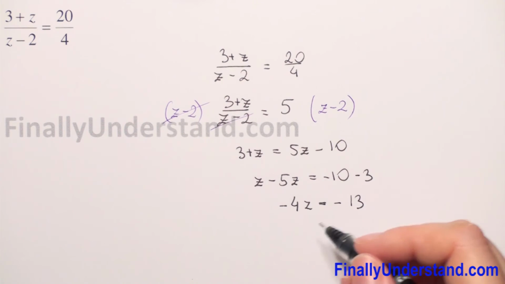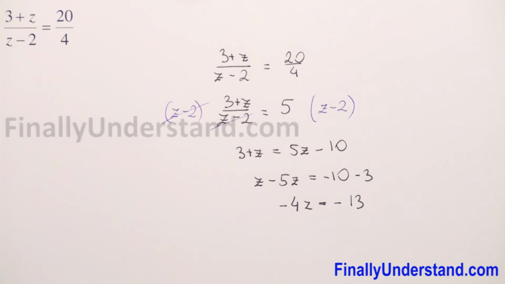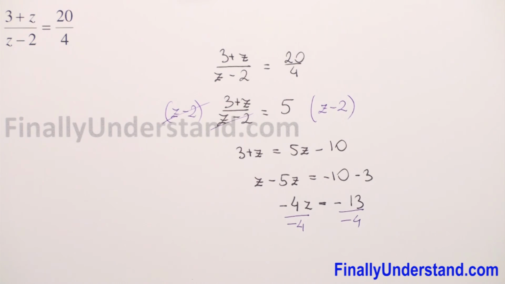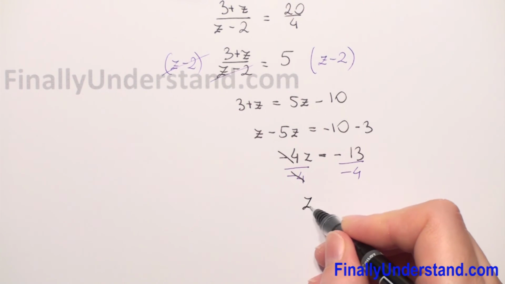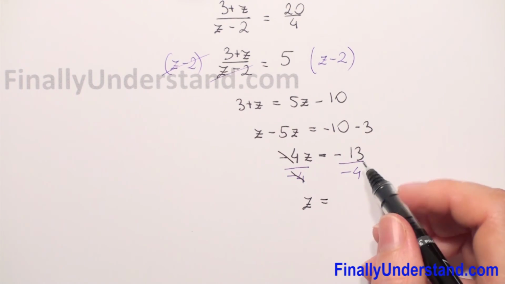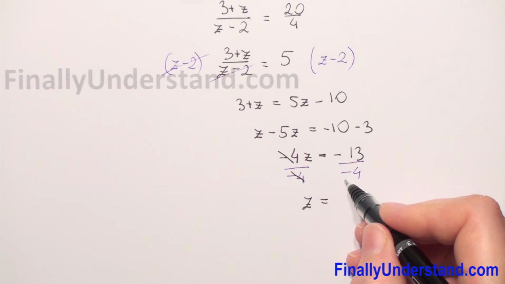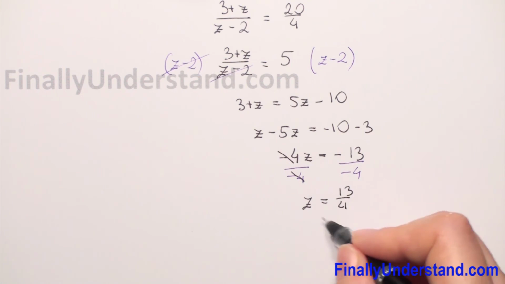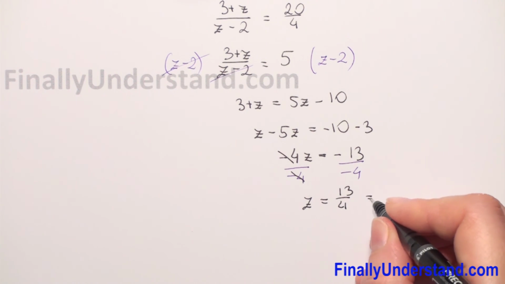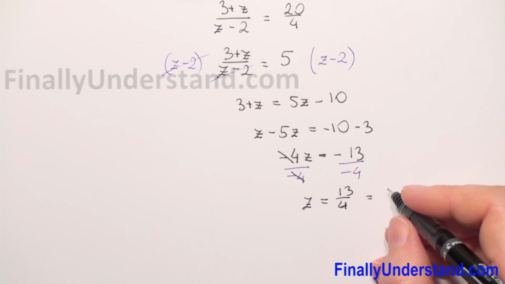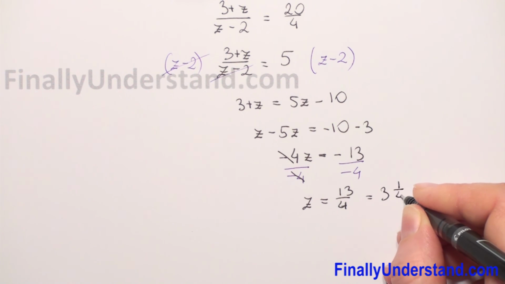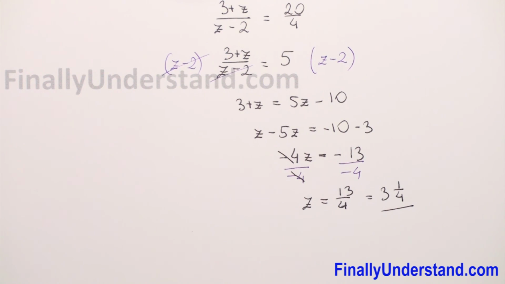Now we need to find z, so I will divide both sides by negative 4. Negative 4 and negative 4 we can reduce, and we have that z is equal to negative and negative give me positive 13 over 4. You can leave it like this, or you can change this improper fraction to a mixed number. So it will be 3 and 1 over 4. This is my solution.